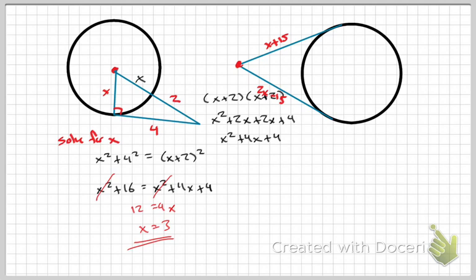Okay, looking at this problem here, we have an exterior point with two tangents. We know that both tangents, because they're tangent to the same circle, have to be equal. So all we got to do is x plus 15 equals 2x minus 15. Add the 15, subtract the x, 30 equals x. Those ones are pretty straightforward and pretty easy.